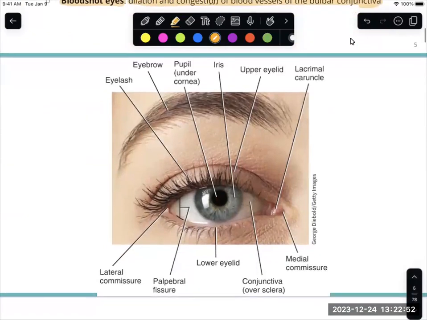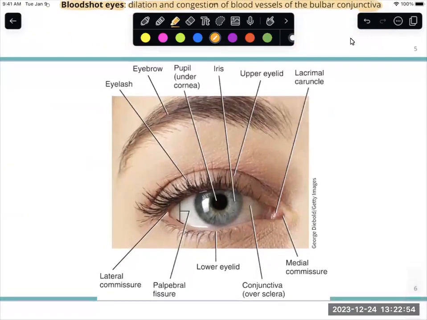So let's look at an eye. That medial commissure that I mentioned is that middle corner of the eye here. The lateral commissure is found at the outside of that eye. And see that upper eyelid, that lower eyelid.